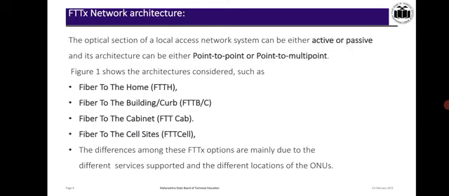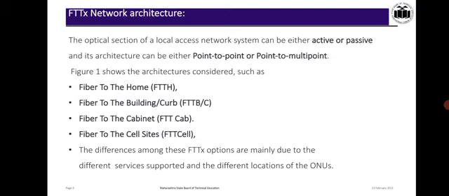FTTH network architecture. The optical section of the local access network system can be either active or passive. Its architecture can be either point to point or point to multipoint. The figure shows the different considerations of FTTX. The first one is the fiber to home. The second one is the fiber to building or fiber to curb, fiber to cabinet is the third one, and fiber to cell site is the fourth one.